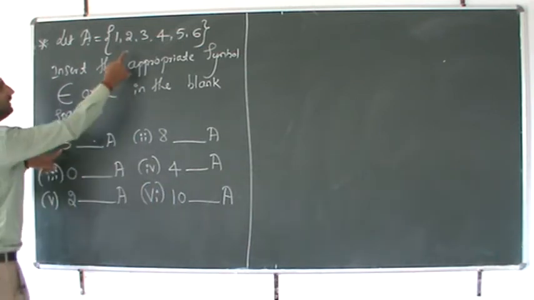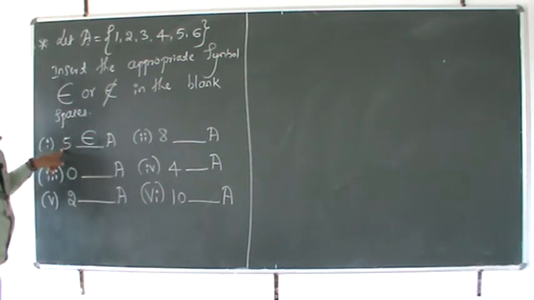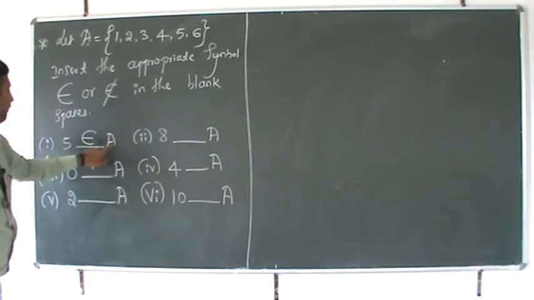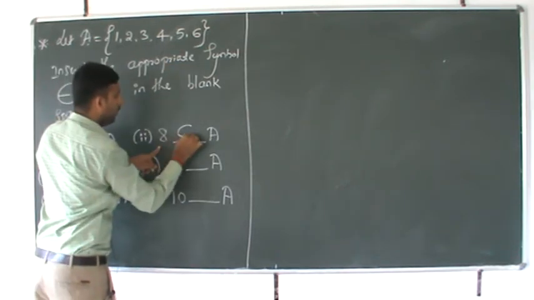Now 5 is in the set, so what do we do? Just put this symbol. 5 belongs to A. Second example, 8 is not there, so which symbol should we show?